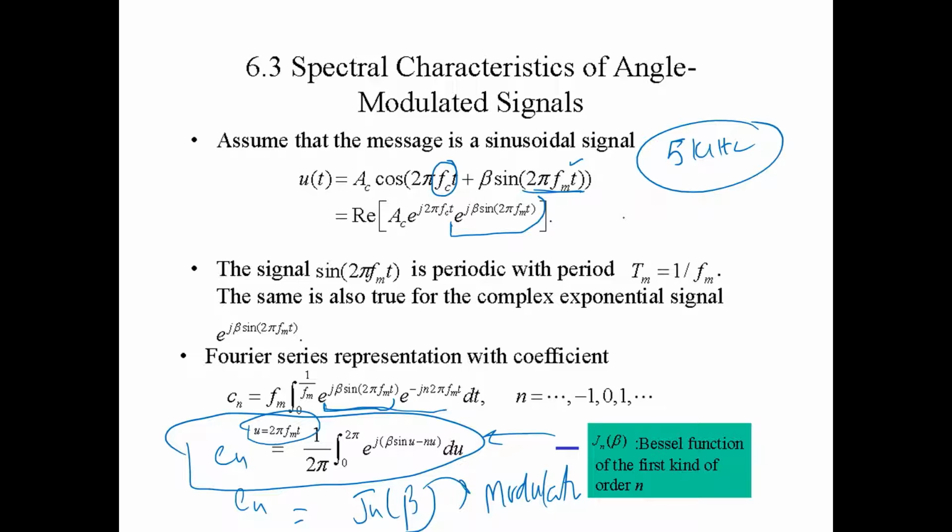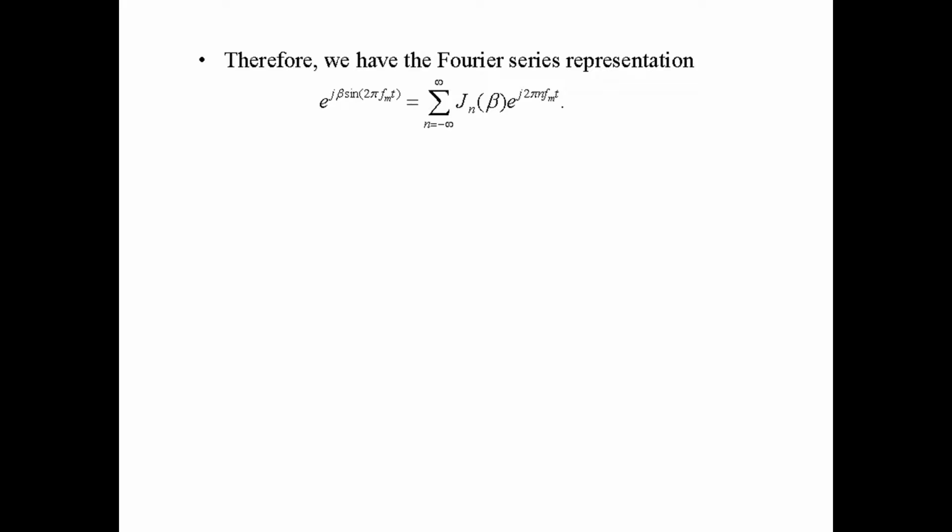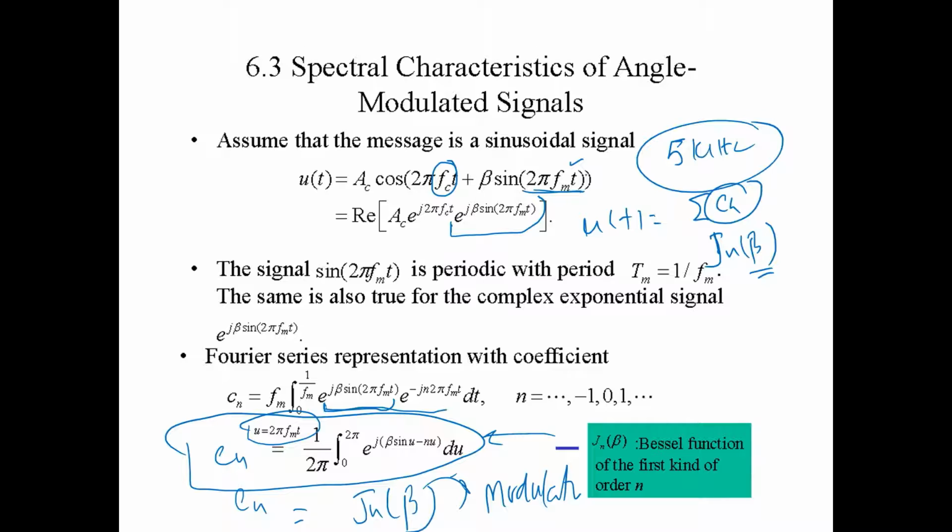So in your Fourier series, for Cn here, we will put the Bessel function, this complete integration. I can write the Fourier series expression for this component as Jn, the Bessel function, multiplied with e to the power j n 2 pi fm t. This is just for this part, and this is just a constant component.